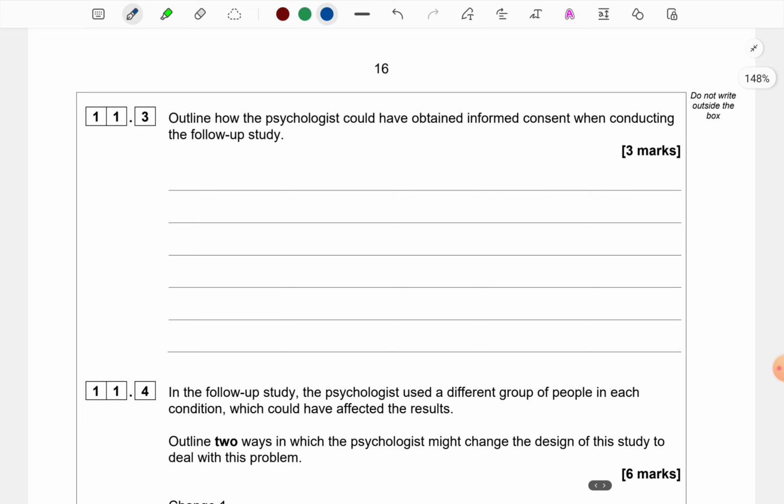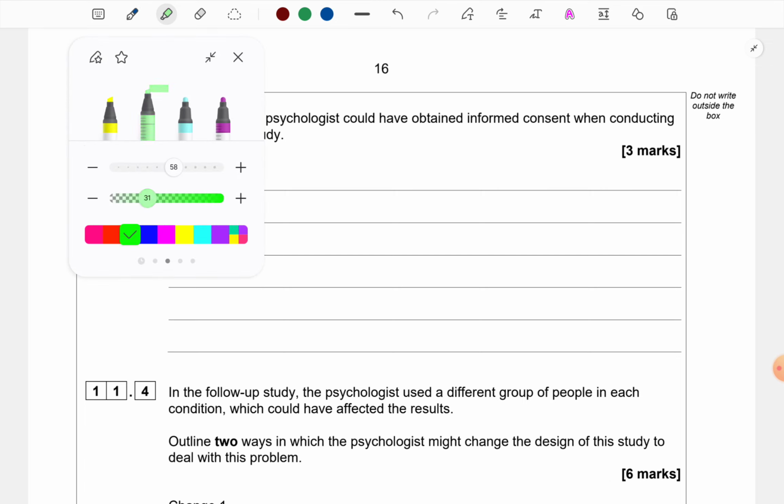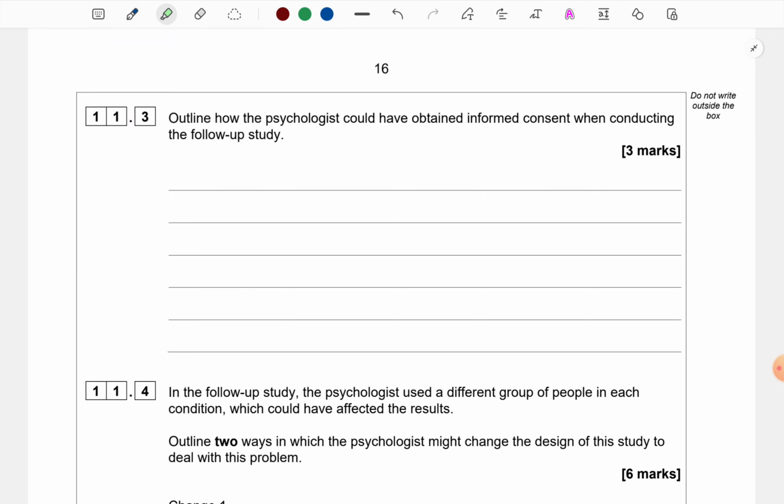Continuing with the same scenario, they have asked us to outline how the psychologist could have obtained informed consent while conducting the follow-up study. Since the psychologist had taken consent only for the first study, not for the follow-up, he needs to draft a new informed consent form. So now we have to suggest how. The command term is outline, but the main focus has to be on how.